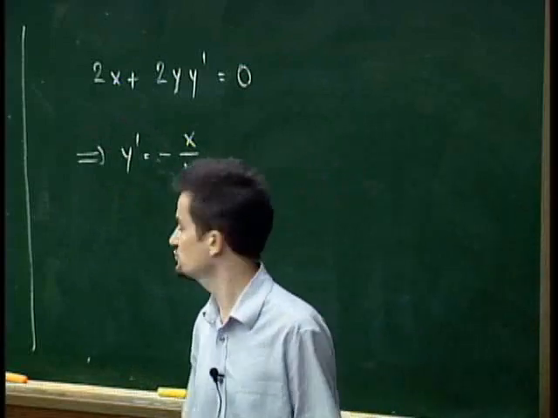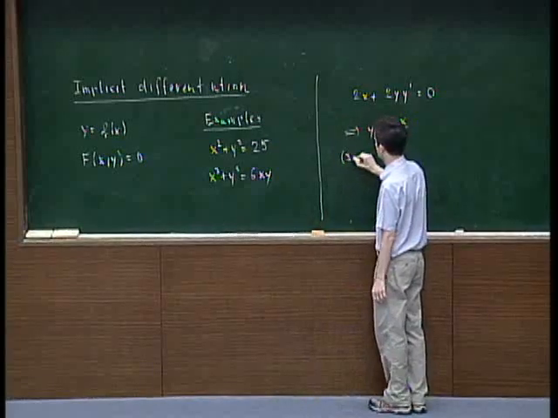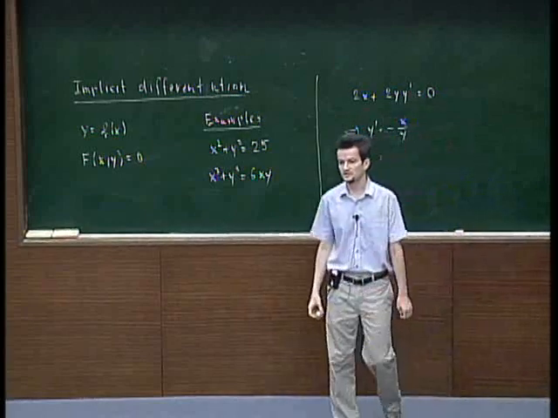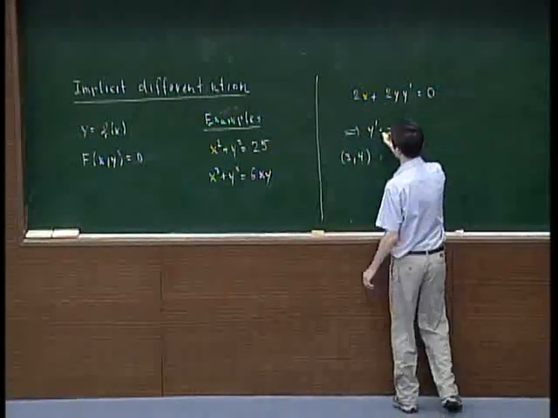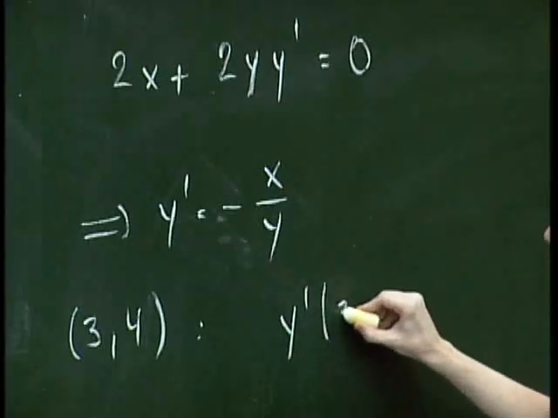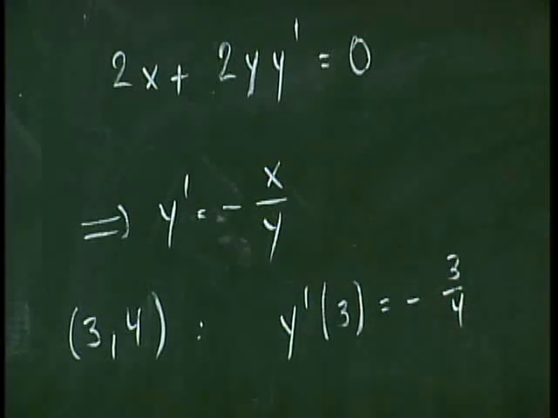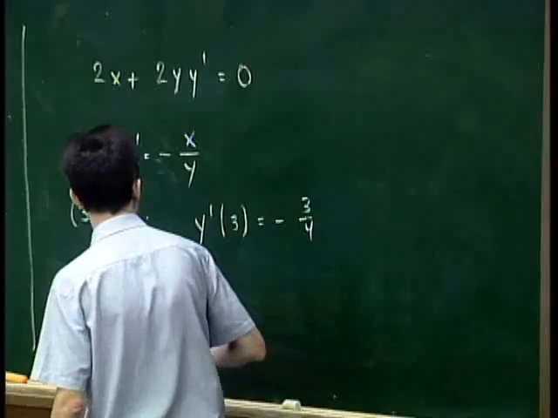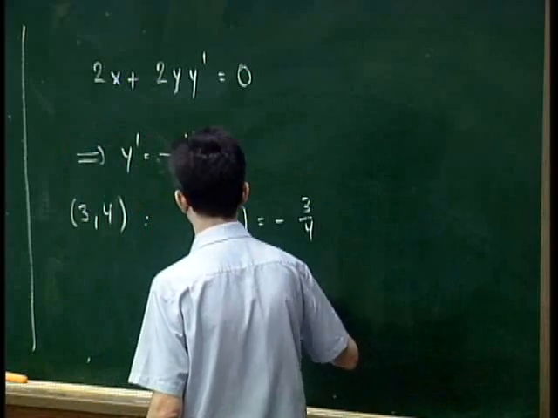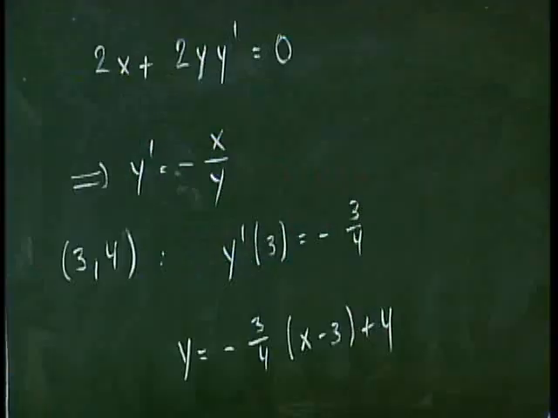Okay. So for instance, if you are interested in a point which lies on this curve, for instance, (3, 4). If you are interested, okay, what is the tangent at this point? You can directly work with this expression for the derivative. So you see that the derivative at the point 3 is equal to minus 3 over 4. Okay. So from here you can find the equation of the tangent, which is y equals minus 3 over 4 times (x minus 3) plus 4. Okay. And of course you can simplify this.